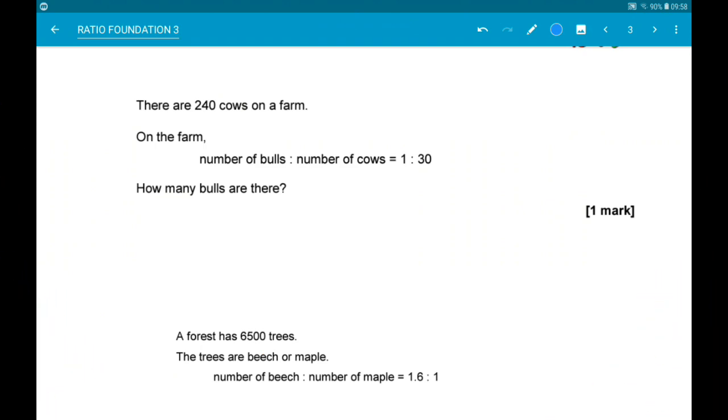Okay, page 2. On a farm there are 240 cows. On the farm the ratio of the number of bulls to the number of cows is 1 to 30. How many bulls are on the farm? So for every 30 cows there is 1 bull. So we need to know how many lots of 30 are in 240. So 240 divided by 30 is 8. So there's 8 lots of 30 cows, which means there are 8 bulls.